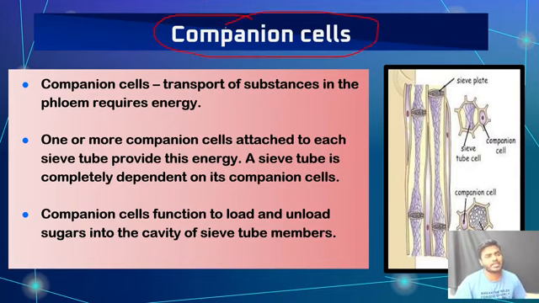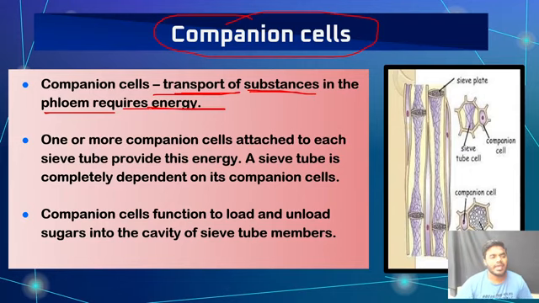So I want all the students to look into this. What are companion cells? All the students listen, because friends, from companion cells and phloem transport we often get questions. Companion cells are the ones involved in the transport of substances in the phloem, which requires energy. See, I can tell you one common statement to all of you. Just listen. From this, okay, let me draw here, you will understand very clearly.